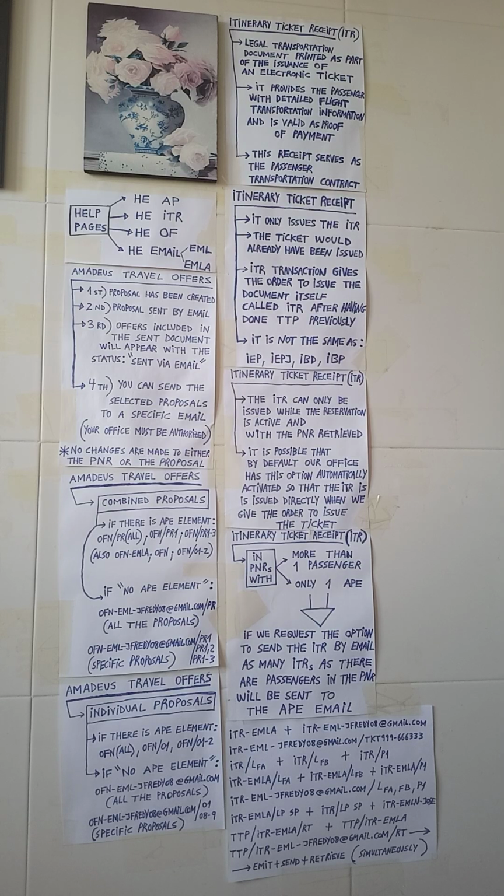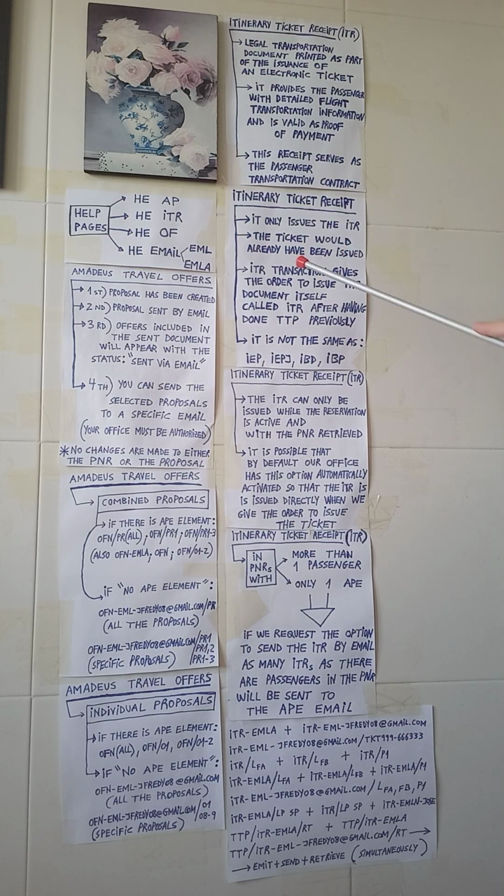Generally, Amadeus transactions starting with TTP are used to issue multiple documents at the same time. However, when the TTP code is followed by a slash and the ITR code, the only document that is usually issued is the ITR itself. We should also know that before issuing the ITR, the ticket should already have been issued, okay? This paragraph.